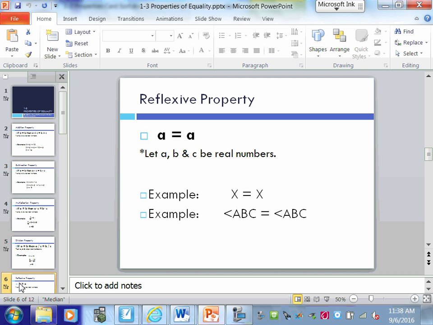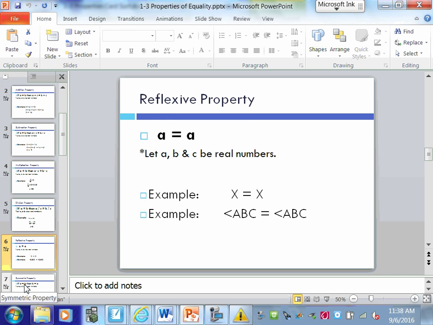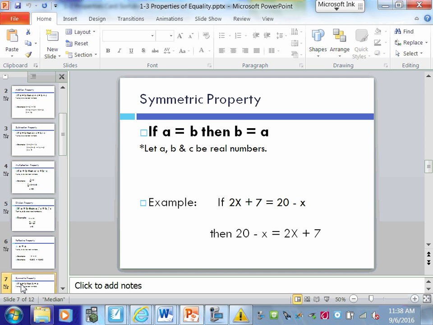Okay. Symmetric. If A equals B, then you can switch sides on the equation. On your quiz tomorrow, take a look at the paper real quick. So here, for example, if 2x plus 7 equals 20 minus x, then you just switch them over to the other side.